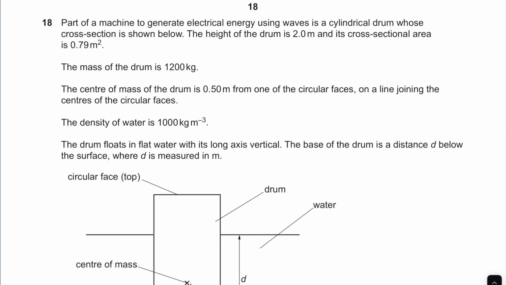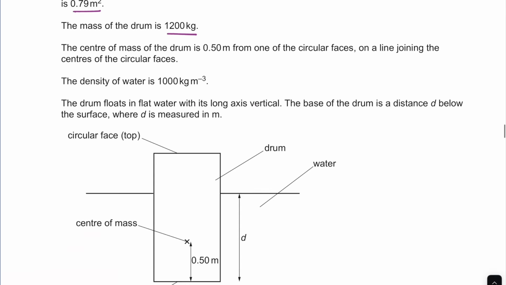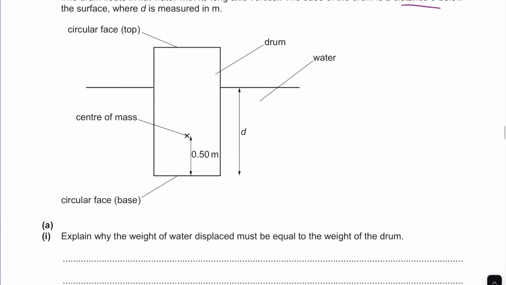Question 18. Part of a machine to generate electrical energy using waves is a cylindrical drum whose cross-section is shown below. The height of the drum is 2 meters and its cross-sectional area is 0.79 meters squared. The mass of the drum is 1200 kilograms and the center of mass is 0.5 meters from one of the circular faces. The density of water is 1000. The drum floats in flat water with its long axis vertical. The base of the drum is a distance d below the surface, measured in meters.